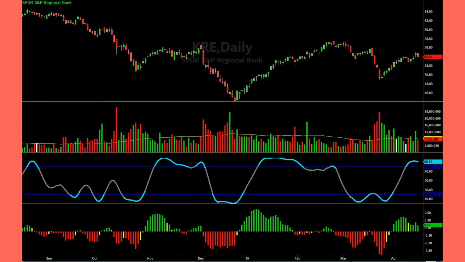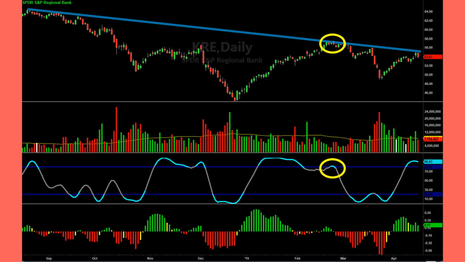Regional banks. There's an old saying on Wall Street that says, "So goes the financials, so goes the market." Well, it is very prudent of us to take a look at the financials as a potential leading indicator. First thing that jumps off the screen at me is a downtrend, a very obvious downtrend if you ask me. I'm going to go ahead and highlight some recent highs.